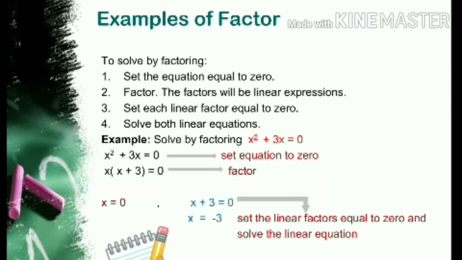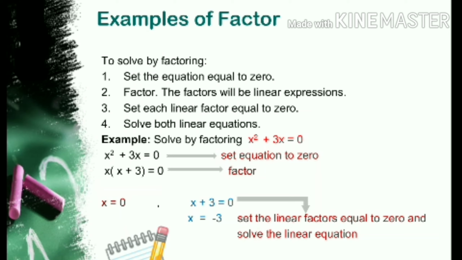How to solve by factoring? First, set the equation equal to 0. This has more priority. Then factor; the factors will be linear expressions. Set each linear factor equal to 0, and solve both linear equations. Now solve by factoring x square plus 3x is equal to 0.